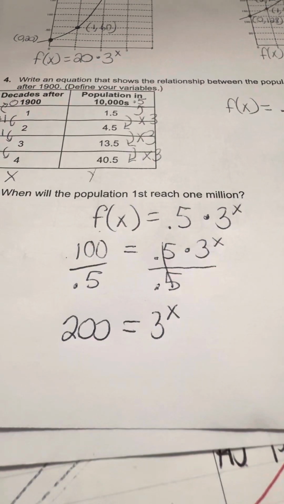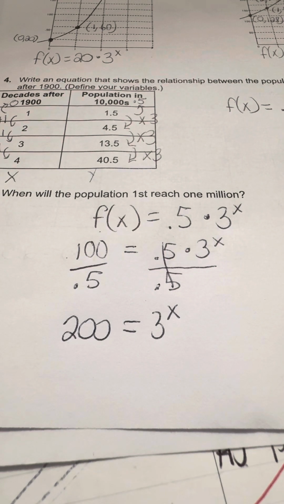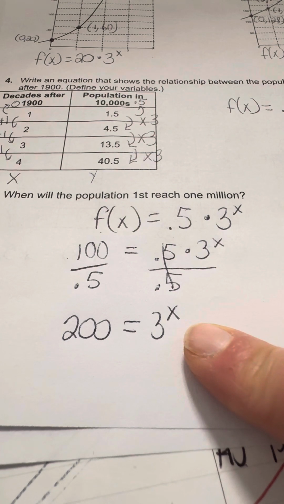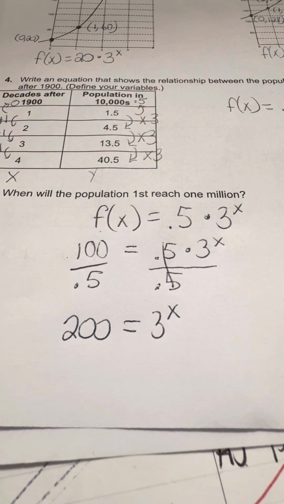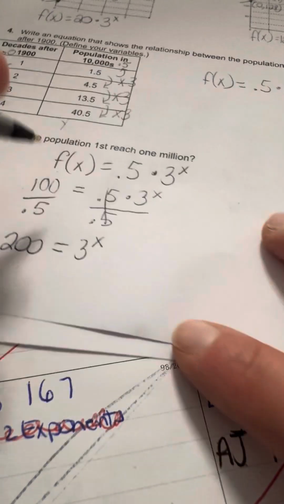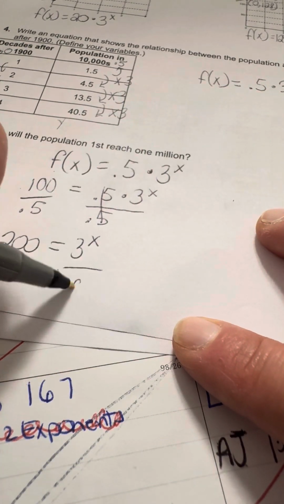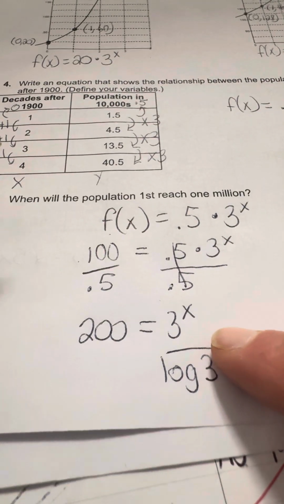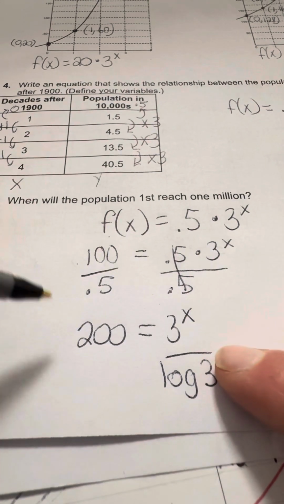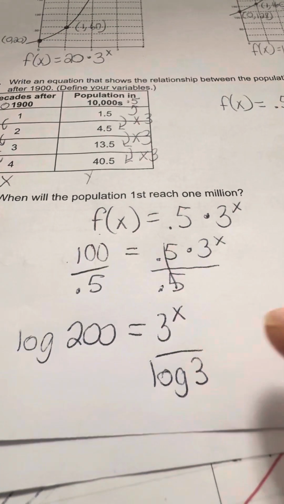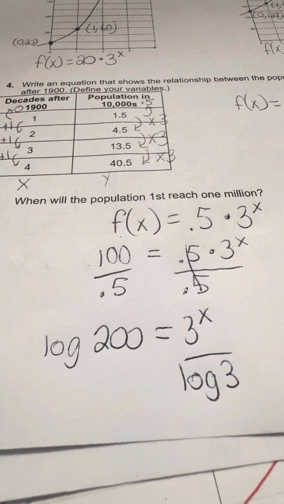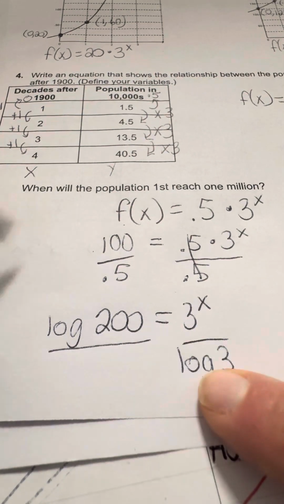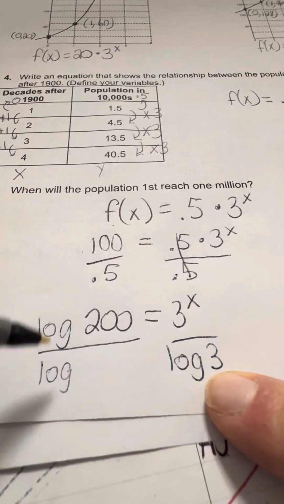Again, this is just calculator, nothing crazy or fancy. But now what I have to do is get rid of this 3 that's the base of this exponent x. In order to get rid of that, I'm going to do the opposite operation, so we're going to do log of 3. This is for undoing exponents, to get the x that is the exponent alone. And again, I can't just do one thing to one side, I have to do it to everything. So we're going to take the log of 200, which is our current answer, and divide by the log of 3.